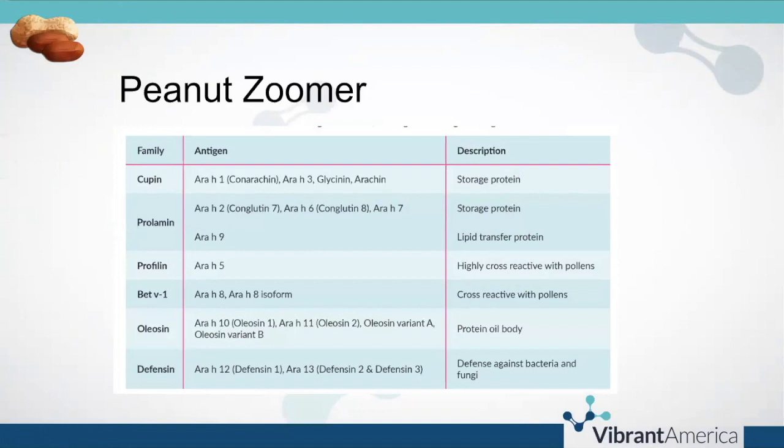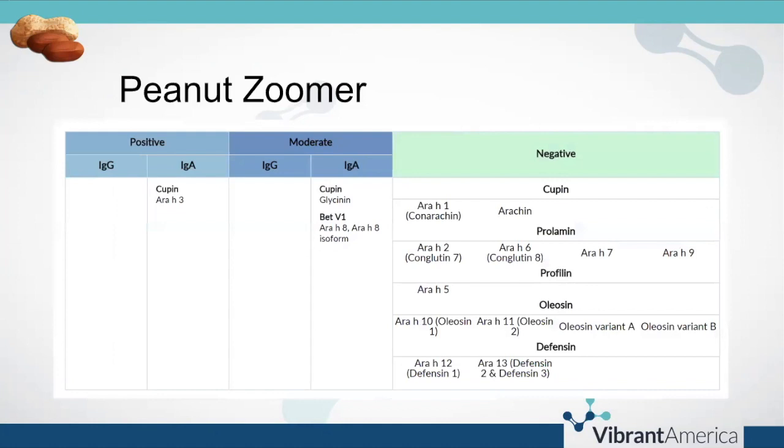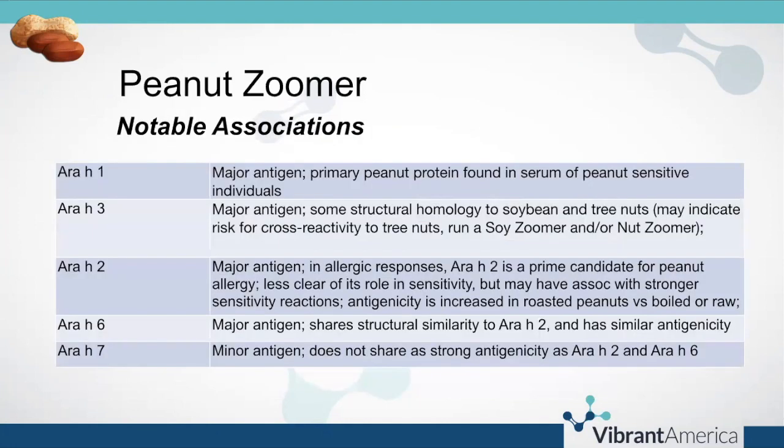There are several different families of antigenic proteins found in peanut, some of which are more well studied in the realm of allergy response, not so much sensitivity response. However, we will break down some of the important ones as we walk through. This is what a typical panel might look like on a peanut zoomer in a reactive individual. Again, you're going to see different types of protein families here depending on how someone reacts to these potential antigens.